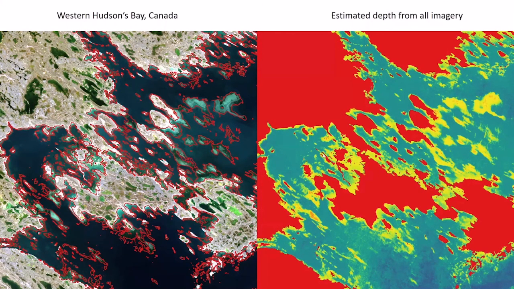So this is the state of this workflow right now. It provides a per pixel estimate of depth with an associated uncertainty interval, and it provides these kinds of polygons that outline areas that we know to be not deep.